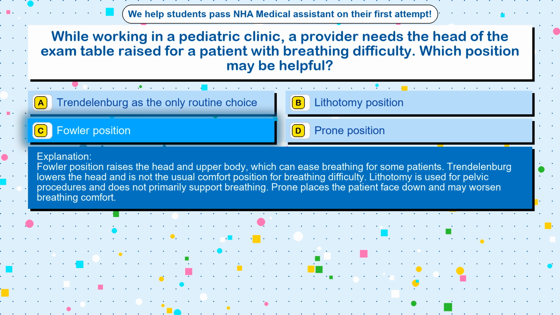Trendelenburg lowers the head and is not the usual comfort position for breathing difficulty. Lithotomy is used for pelvic procedures and does not primarily support breathing. Prone places the patient face down and may worsen breathing comfort.